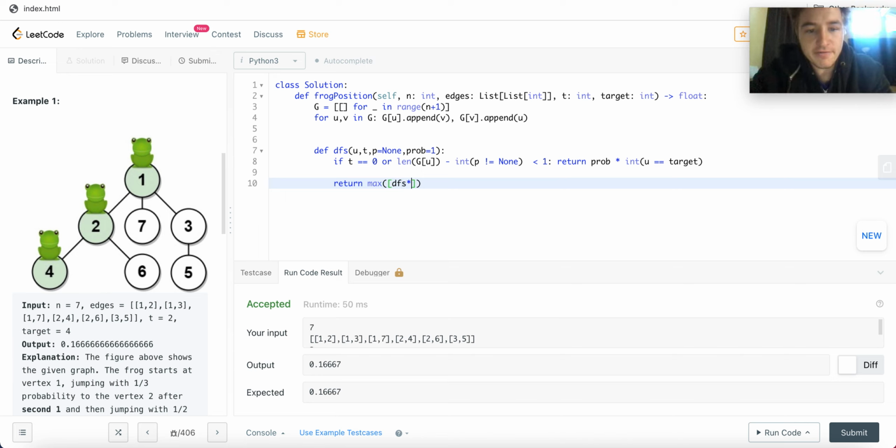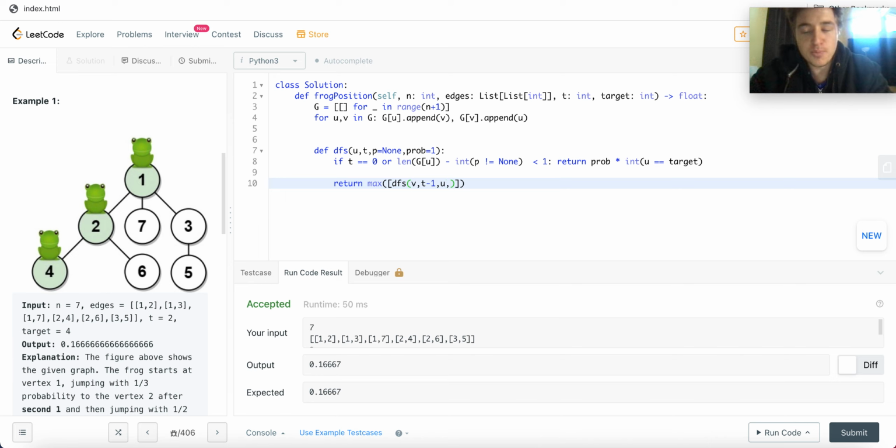So we'll run DFS on each of the children of the current node with 1 second less, because we just used the second to traverse to that node. The parent will now be us. If we're at state 1 and we want to look at the child 2, we have 1 less second, and the parent will be 1. Because we go from 1 to 2, now we're looking at 2 with the parent equaling 1.